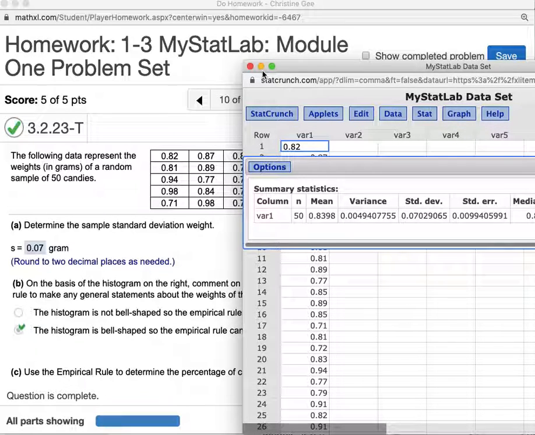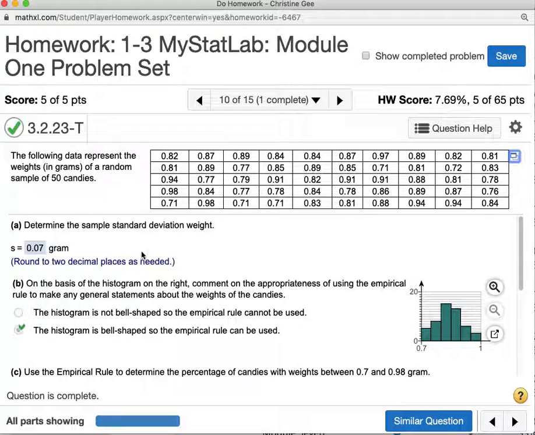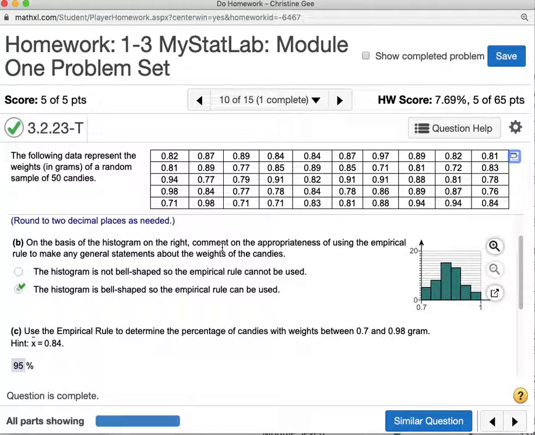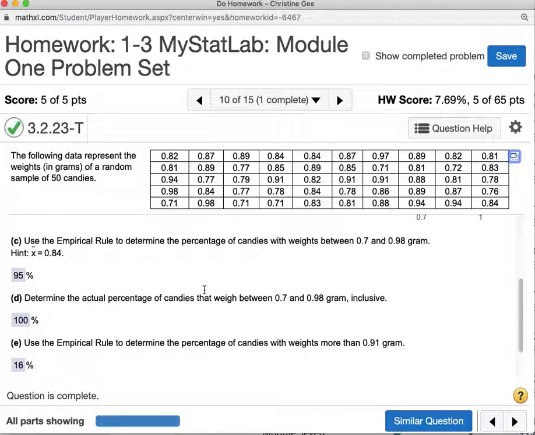The next question asks us, on the basis of the histogram on the right, comment on the appropriateness of using the empirical rule to make any general statements about the weights of the candies. And definitely it's that bell-shaped curve, and so the empirical rule can be used. Then we're asked to use the empirical rule to determine the percentage of candies with weights between 0.7 and 0.98 grams. They give us the sample mean, which is 0.84.